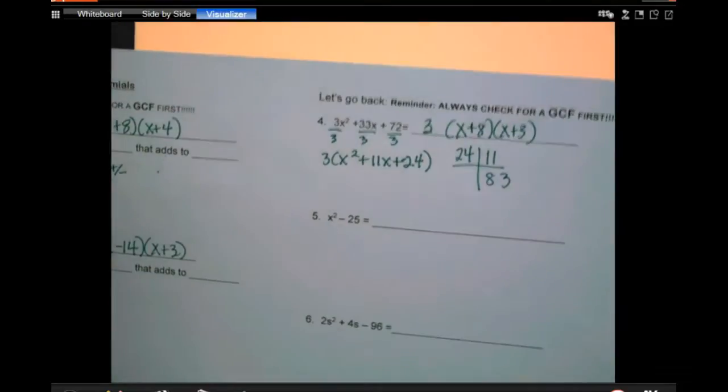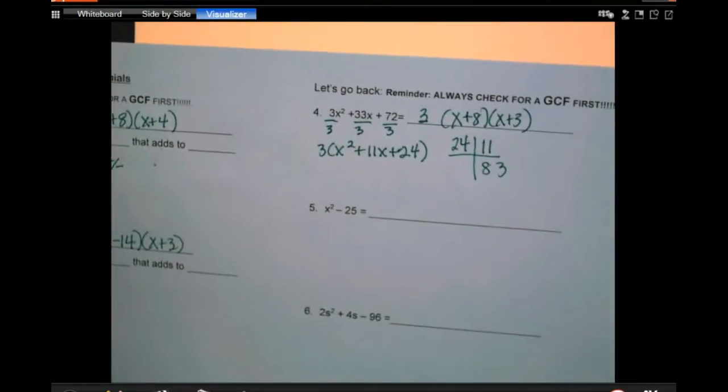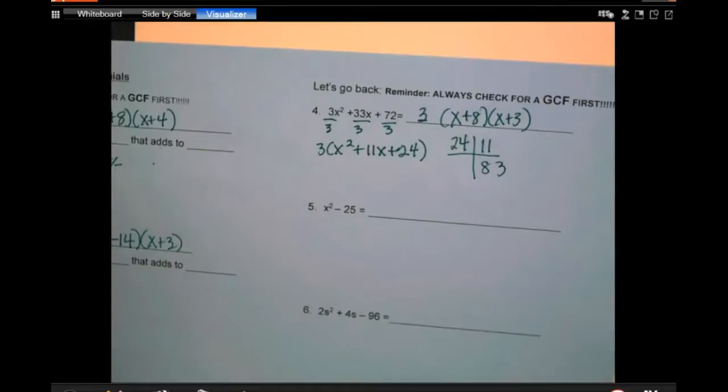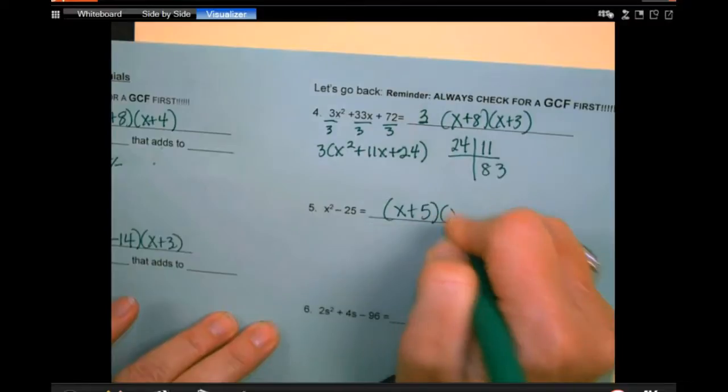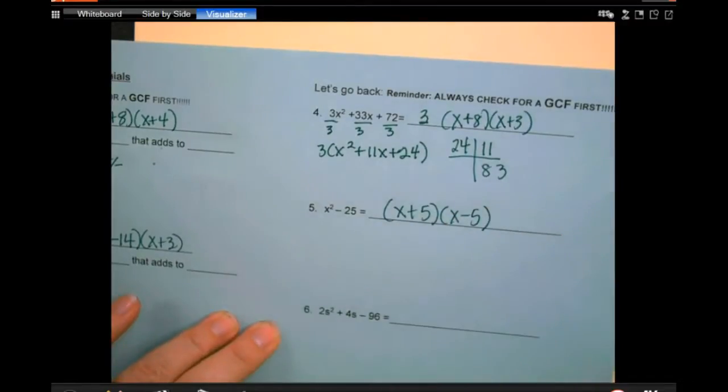What's different with number 5? There's no b, but what does this look like? It looks like a perfect square, so how do I factor that? So those are the easy ones, right? You want to notice those. There's no b. That's easy to factor.